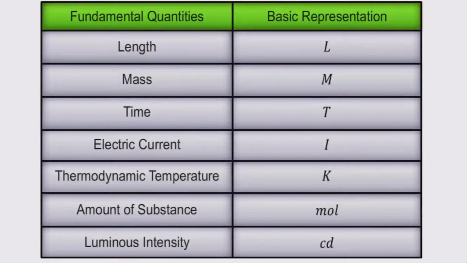The other four base quantities are represented by symbols of their SI units, namely electric current by I, thermodynamic temperature by K, amount of substance by mole, and luminous intensity by CD.